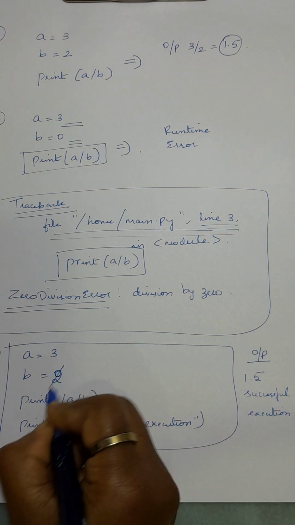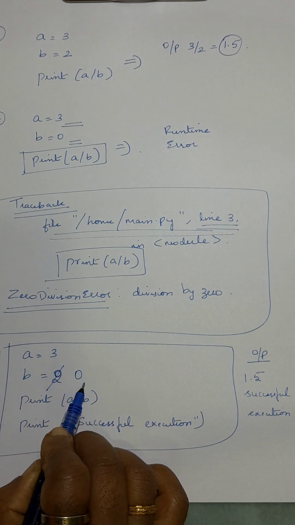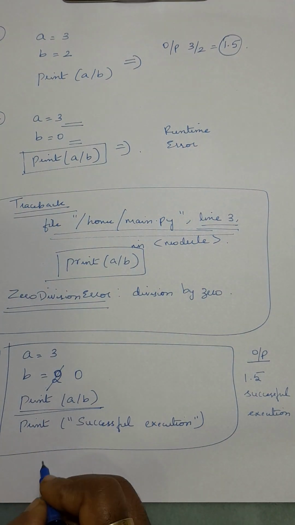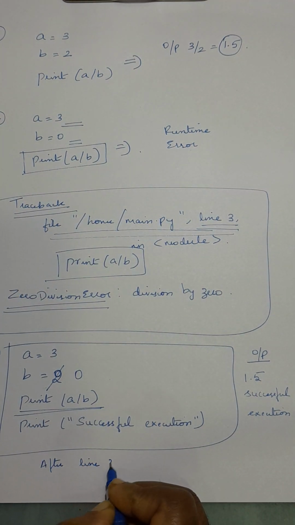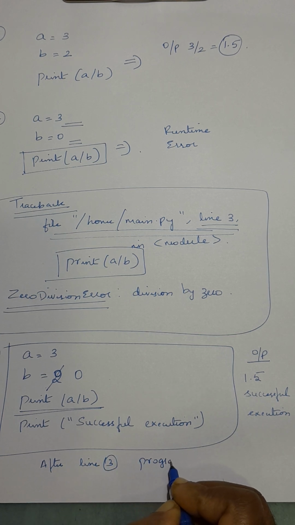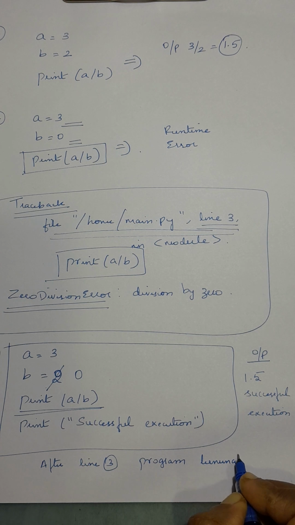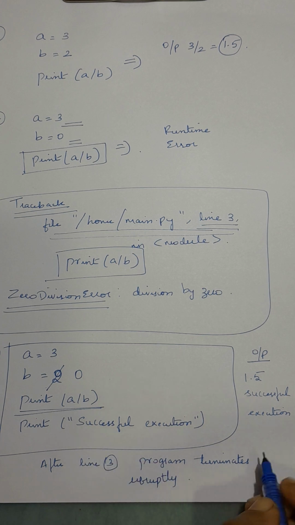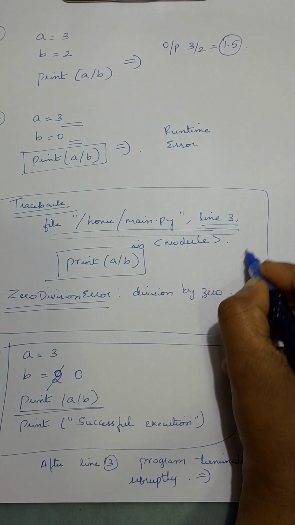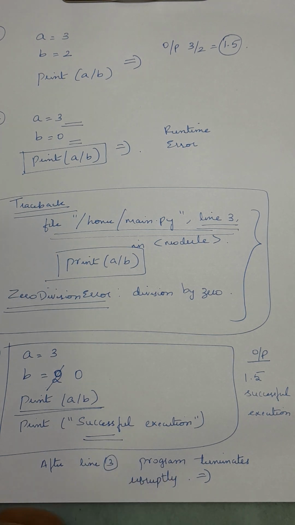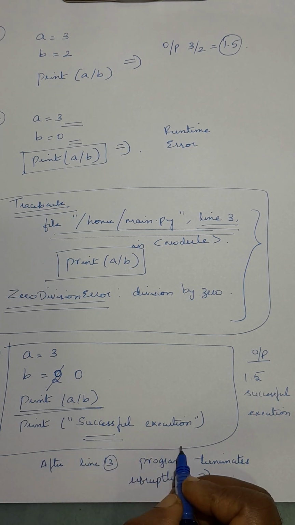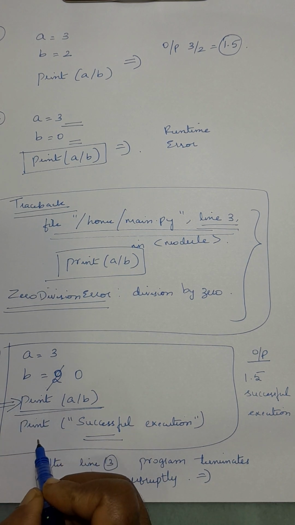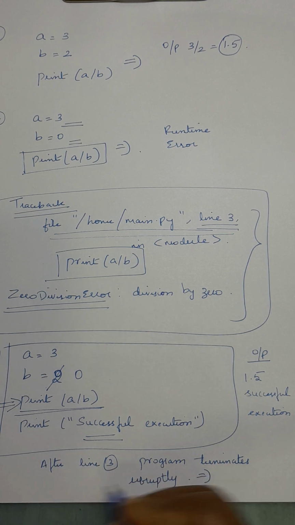What if instead of 2 I give 0, which means 3 divided by 0? Then it comes to this particular line and it will throw up an error. Immediately after line 3, the program terminates abruptly, which means it will just display this error. I won't be getting successful execution. So this is a problem, right? Because immediately after the error has occurred, the next line won't be executed.